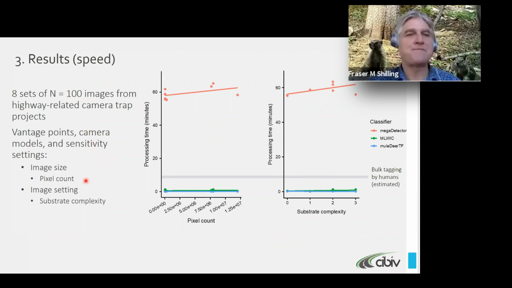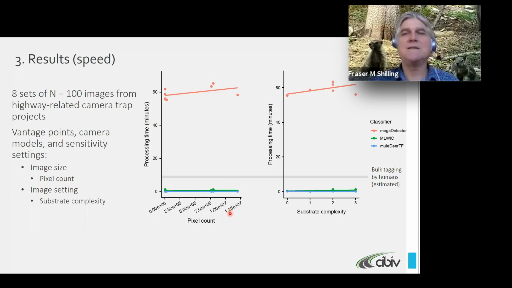a highway project. We looked at the impact of pixel count, which is basically the size of the picture, and substrate complexity, meaning how complex is the background, how many different objects, a very simple background or very complex background. And our mule deer classification tool was very fast, on the order of milliseconds, less than a second for each image, compared to MegaDetector, which was relatively slow.